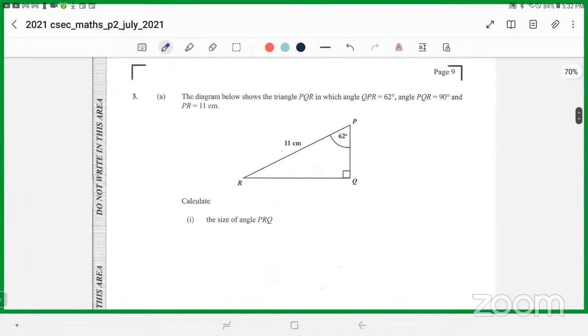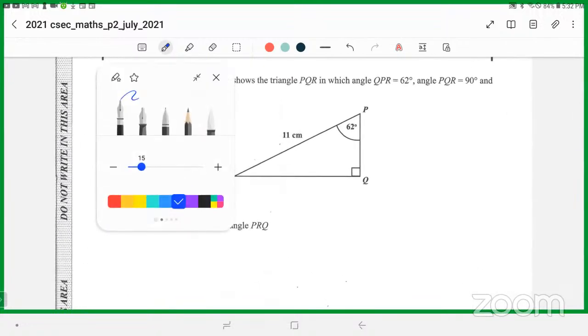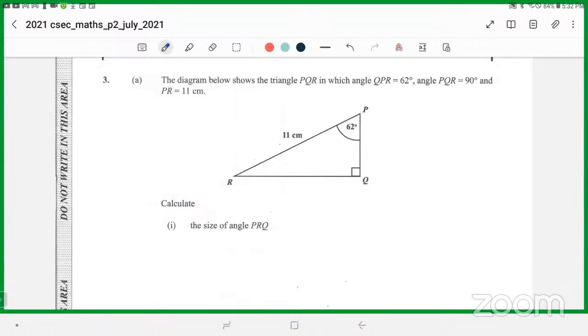Number 3. Trigonometry. Right angle triangle, easy. So we use SOH CAH TOA, Pythagoras theorem, because that's a right angle triangle. All right. The diagram below shows triangle PQR in which angle QPR is 62 degrees. This angle is 62 degrees. Remember, these two angles are complementary. They add up to 90 degrees, because this one is already 90.